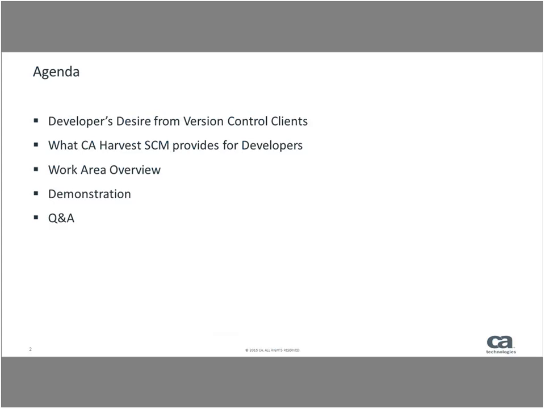So today's agenda: first we'll go through the developer's desires from any version control client. What a developer expects from a tool or IDE in order to connect to the version control system while doing any development work. Later, we will discuss how CA Harvest SCM provides support for developers. After that, we'll quickly go through an overview of the work area, following it up with a demonstration and Q&A sessions. We'll jump into the next slide where we will discuss more about the developer's desires.